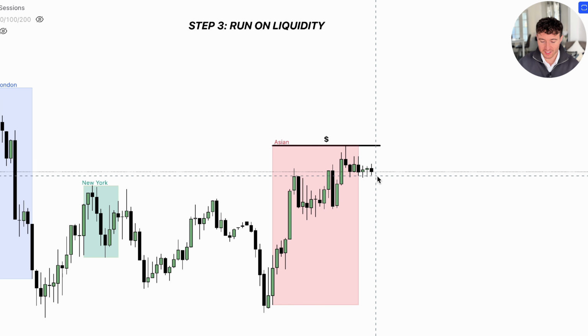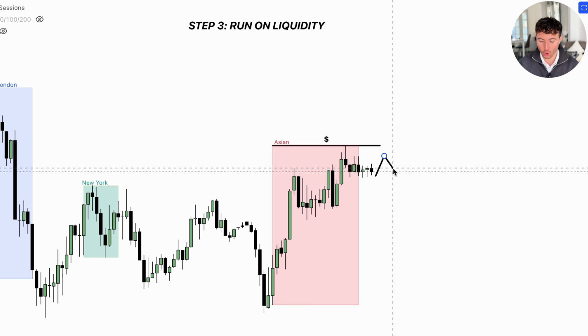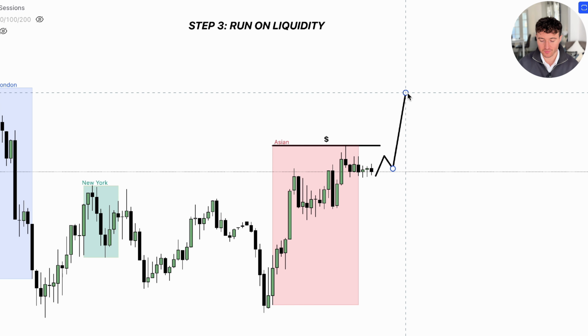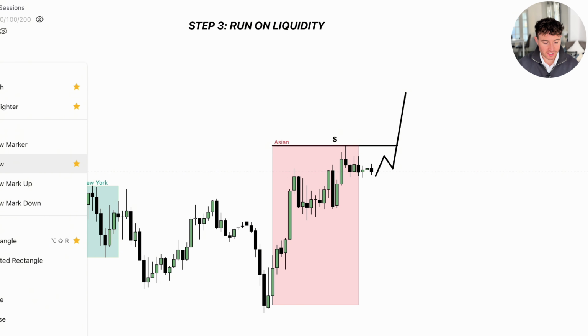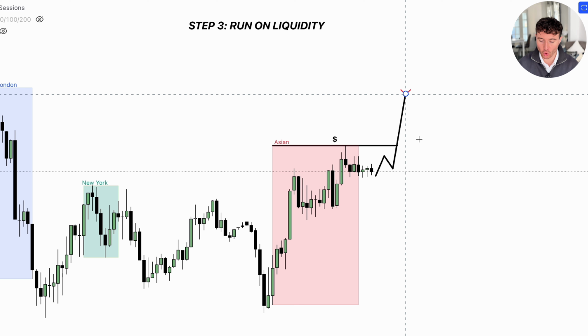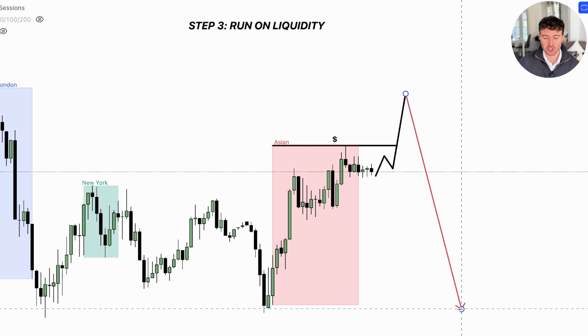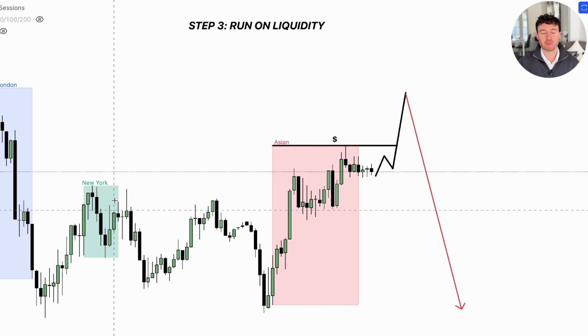And all that simply means is we're looking for institutions to run the buy-side liquidity that's resting above the Asia session high. Once we see that, we can look for a potential short trade on the market to go with our directional bias, which remember is sell bias on this market. And I've been in your position. You're going to ask me, why does this work? And it's very, very simple.